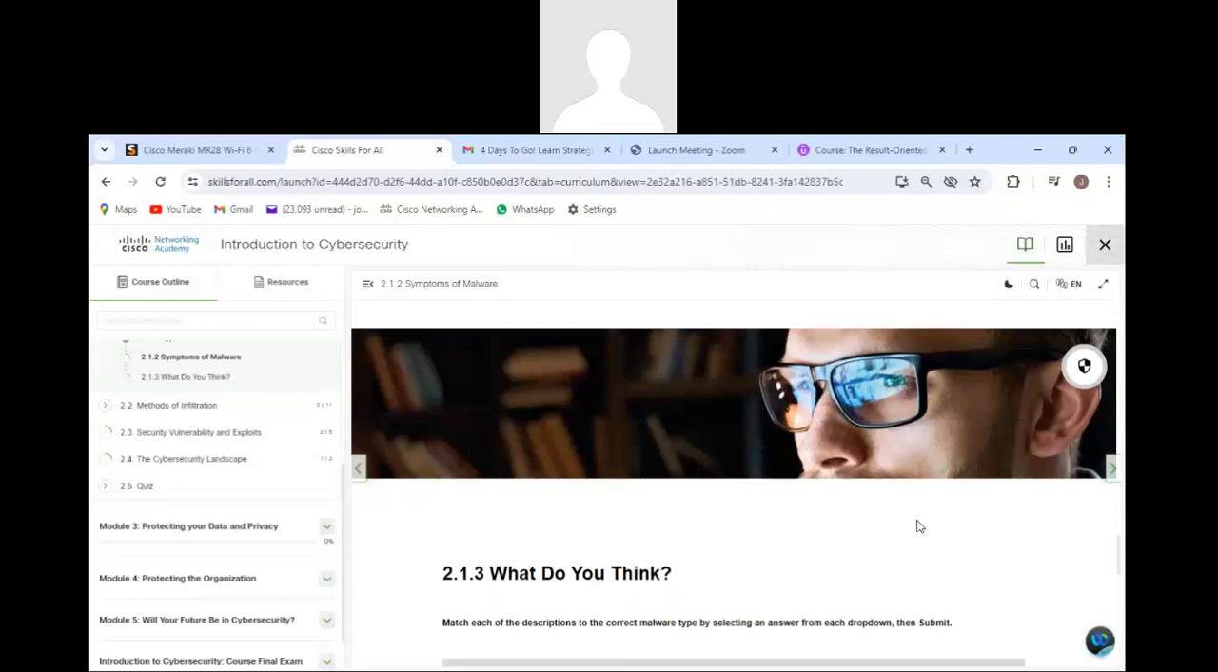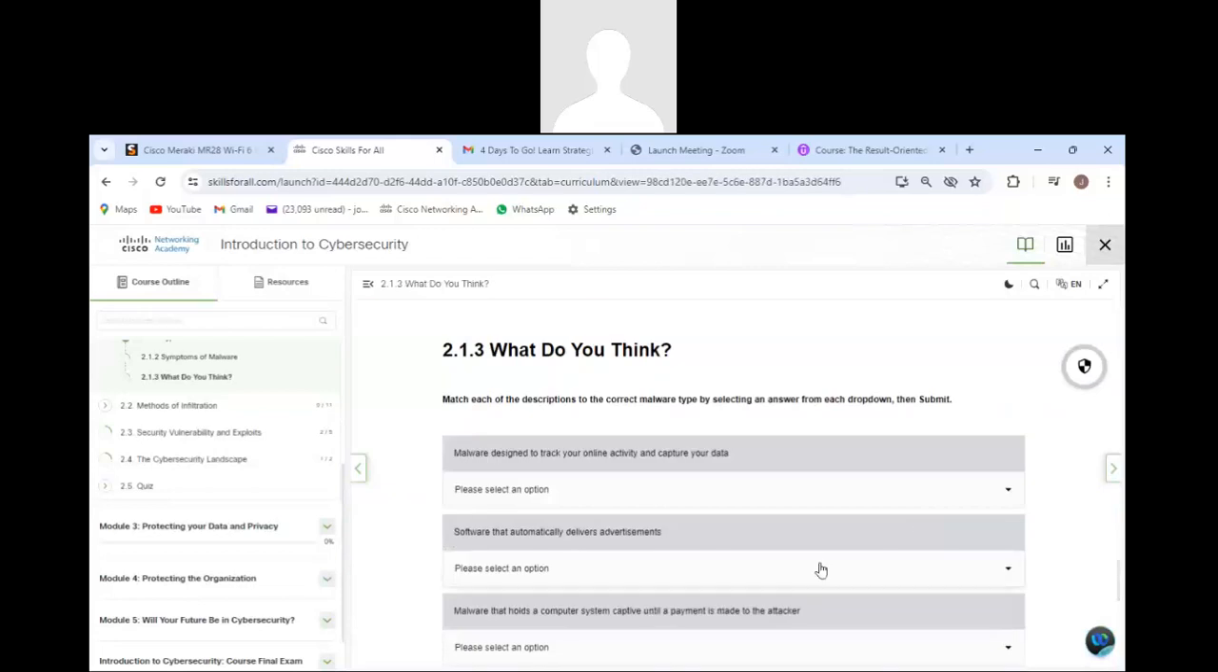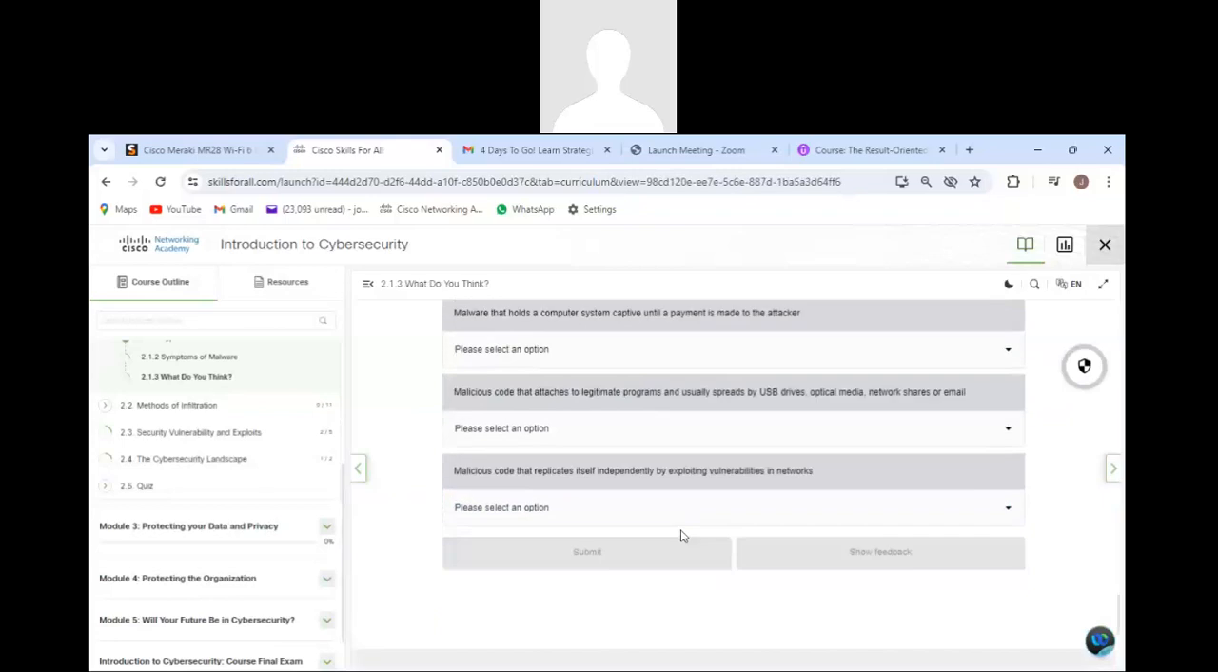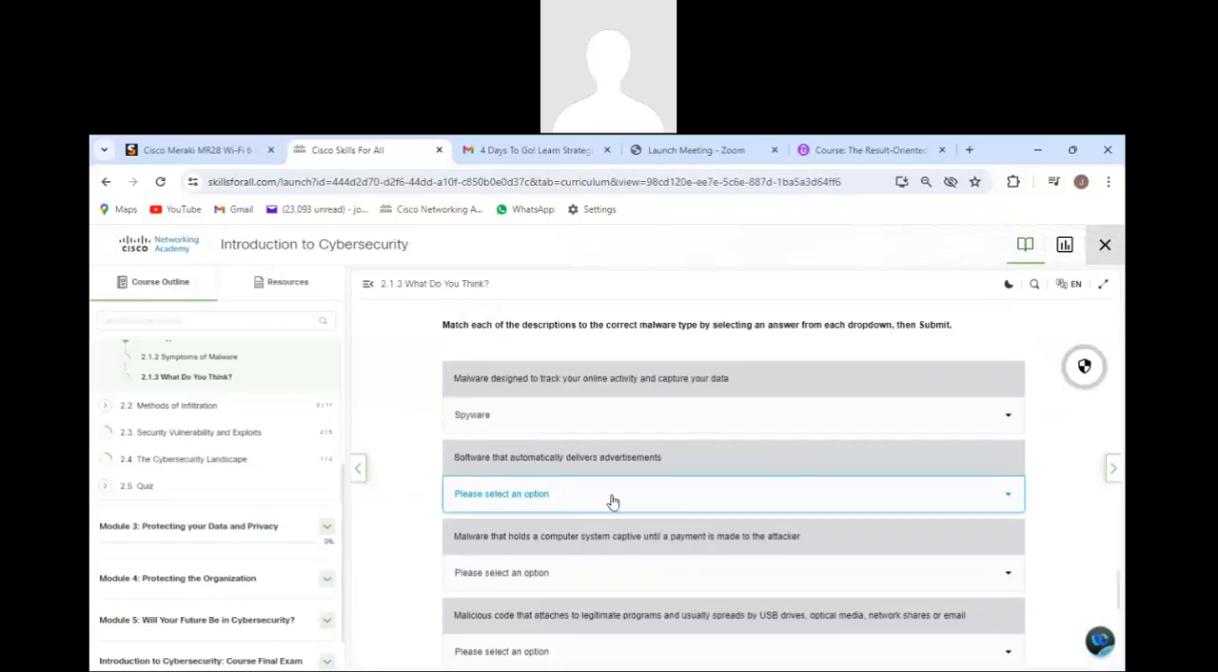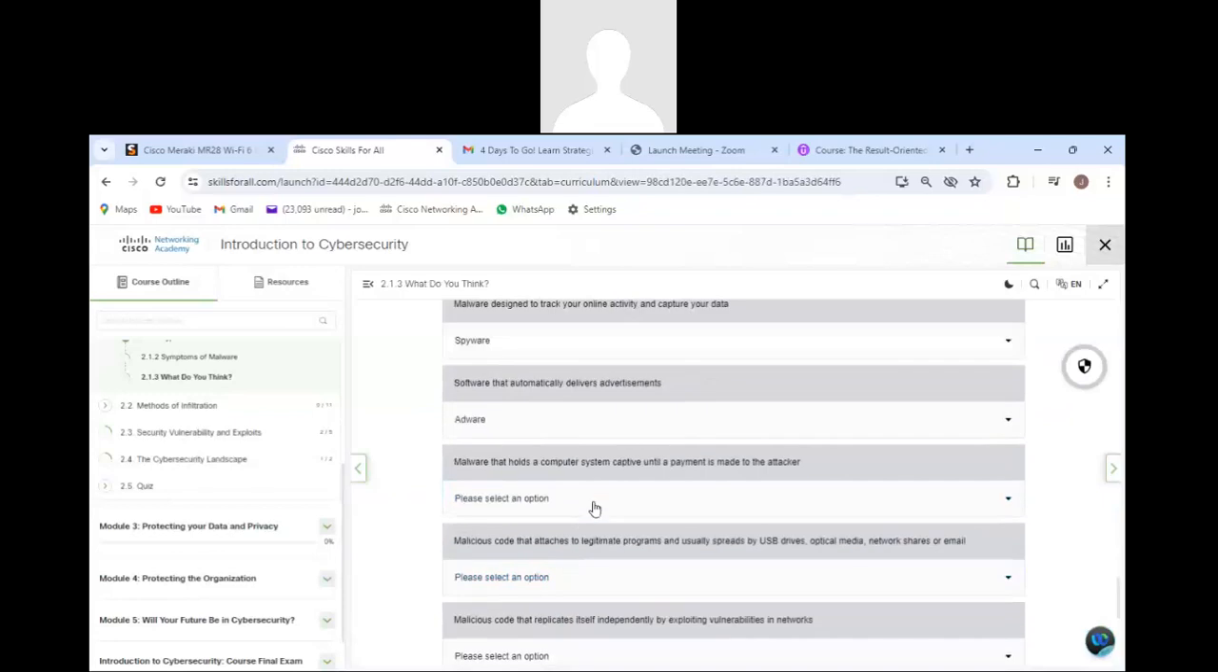Okay, so now what do you think? Now let's match all this. Malware designed to track your online activity and capture your data is known as what? That is spyware. Software that automatically delivers advertisement is adware. Malware that holds a computer system captive until a payment is done is ransomware.